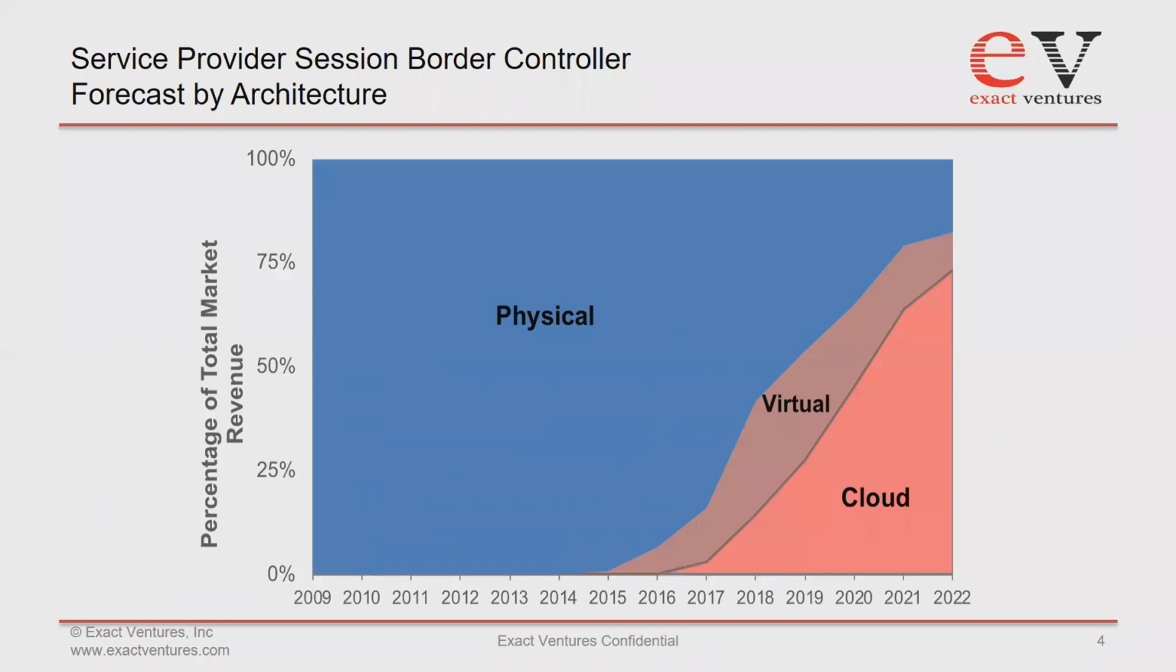And Greg Collins at Exact Ventures shared his expectations that by 2022, nearly 75% of all session border controller software will be cloud-based. And these are the reasons why Telco Bridges felt it's so important to extend the FreeSBC product portfolio beyond bare metal and virtualized software versions, today adding support for Amazon Web Services.